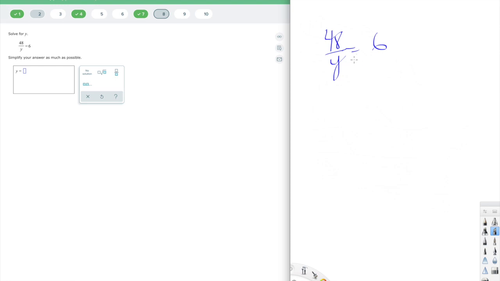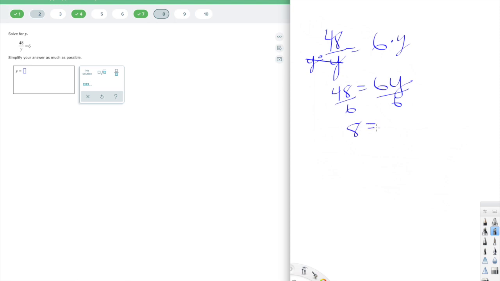But I can just say I'm going to multiply both sides by y, because I want to get it out from underneath the denominator there. And y divided by y cancels. So I have 48 equals 6y, and then I can divide by 6. So that would give me 8 equals y.